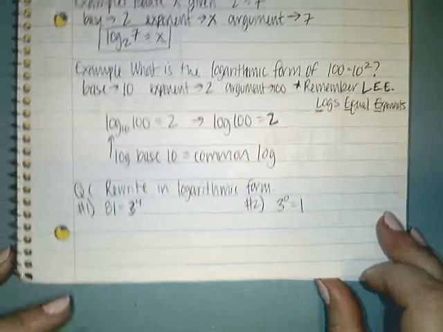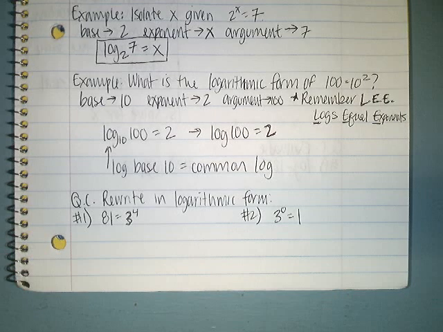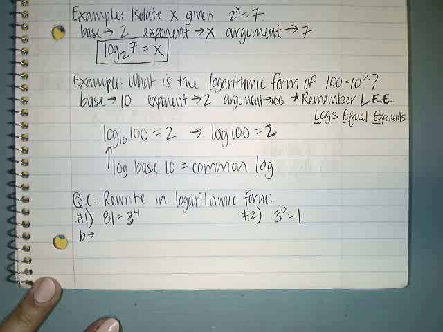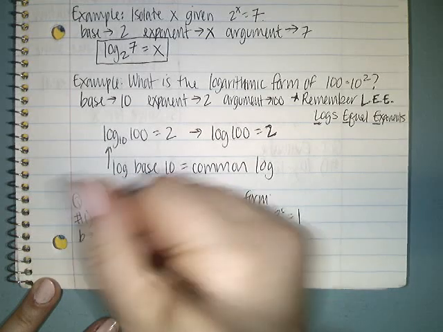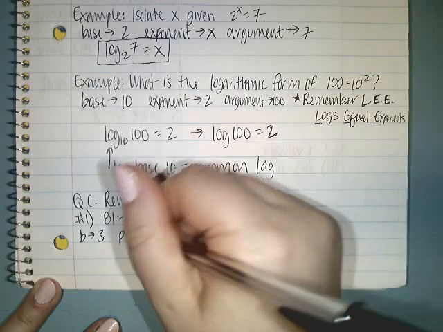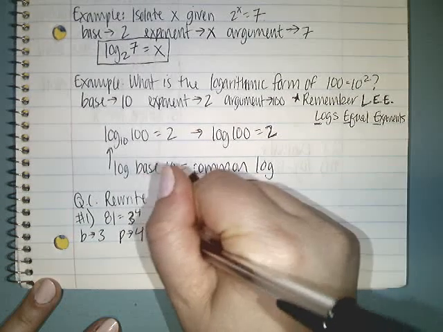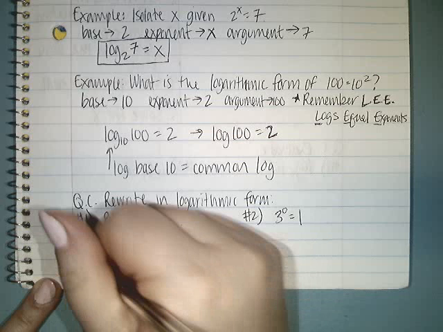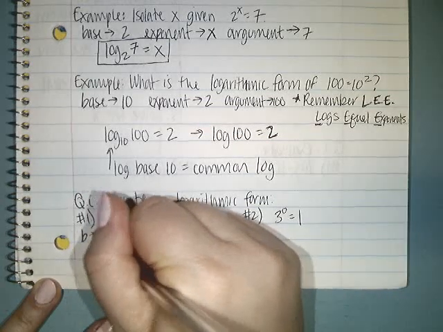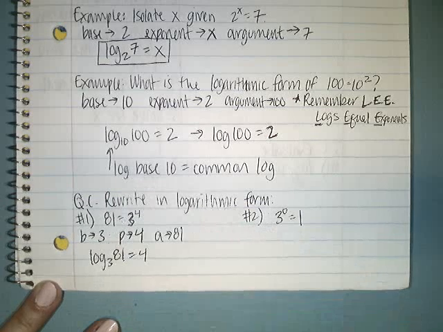I want you to try the next 2 quick checks on your own. Pause it if you need to. I'm going to go over them now. I'm going to abbreviate instead of writing out base, power, argument. My base here is 3. My power or my exponent is 4, and my argument is 81. So I'm going to write log base 3 of 81 equals 4.